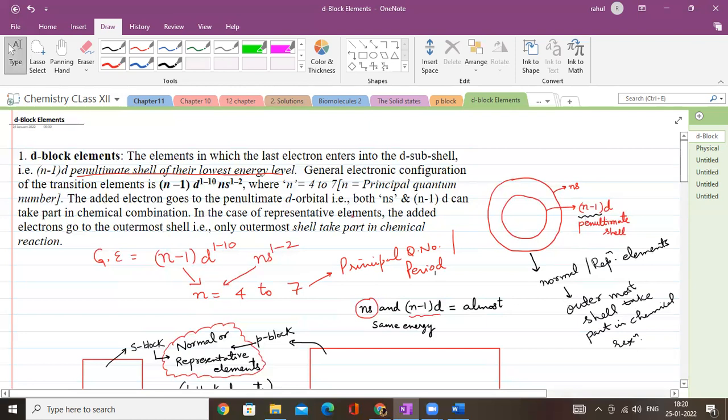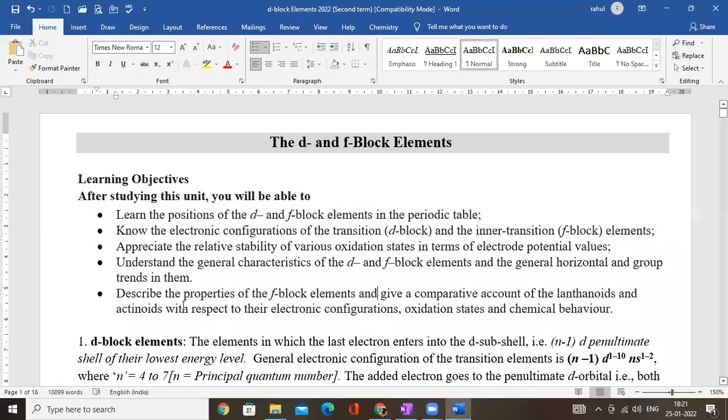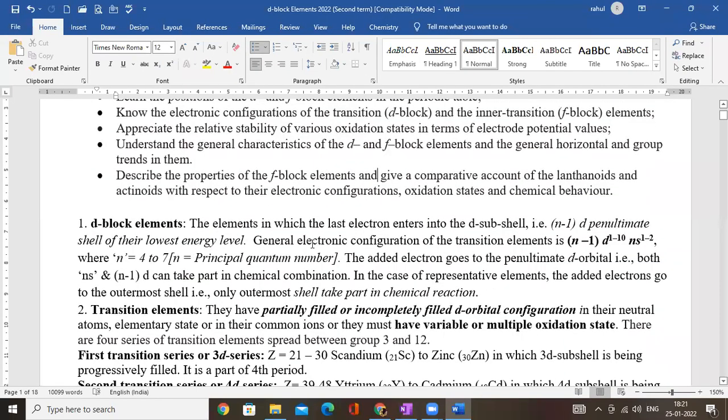The point here is that ns and (n-1)d both have a comparable energy. Since both of them have comparable energy, both of them can take part in chemical combination. So the first definition is that D block elements are generally those in which the last electron enters into the d subshell of the lowest energy level.